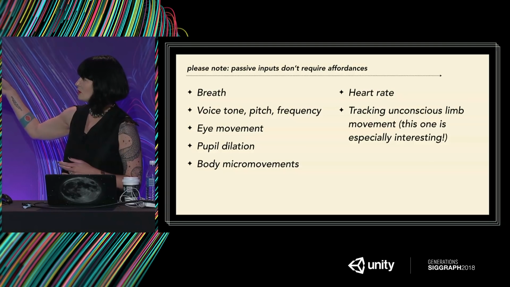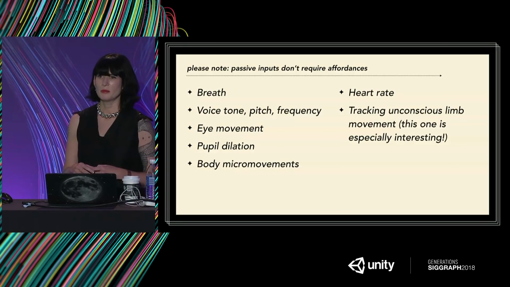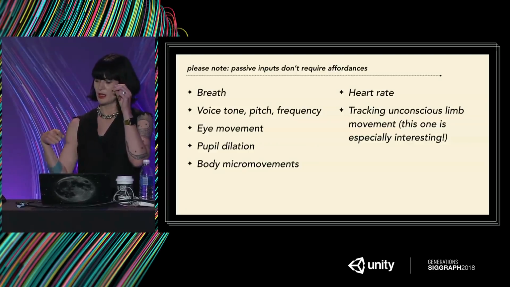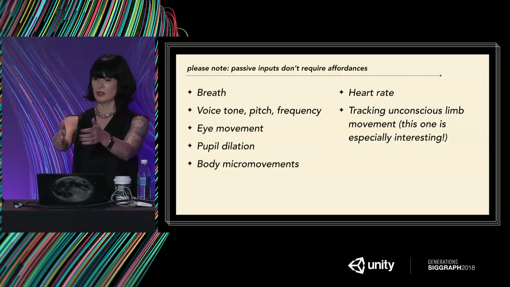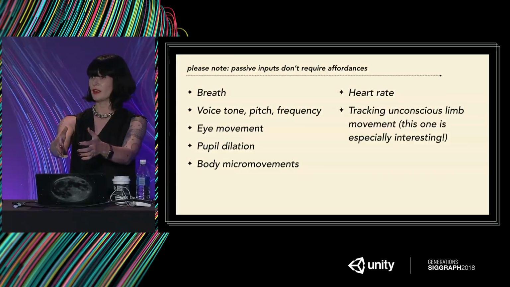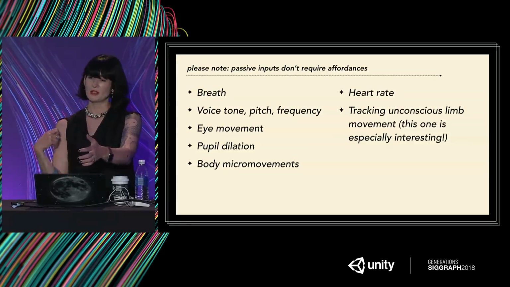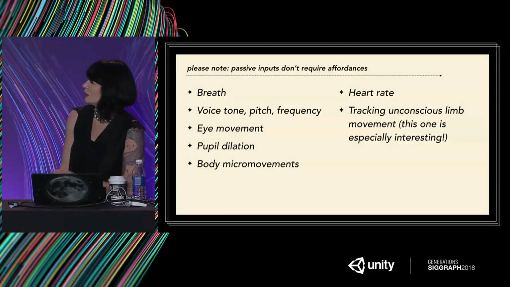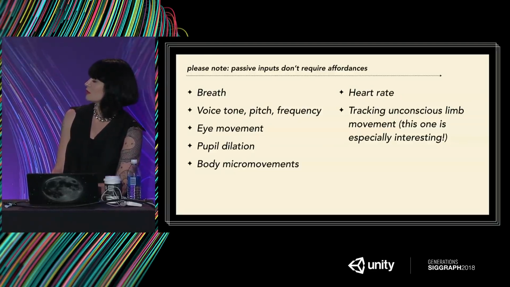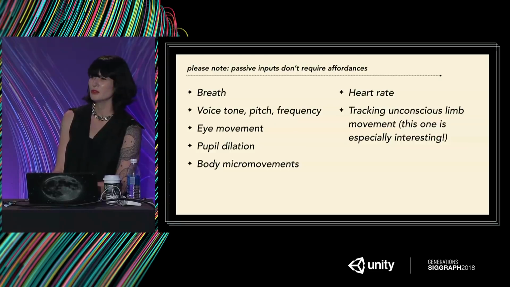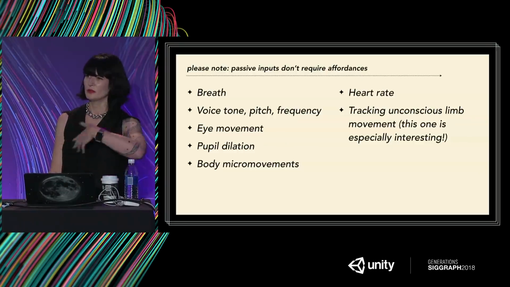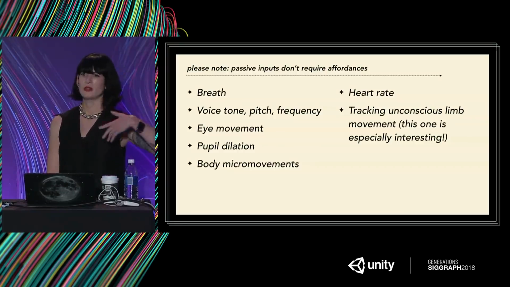Tracking unconscious limb movement specifically is really interesting. Magic Leap has now done some talks on how they can use a combination of eye tracking and hand velocity to know exactly where the user is going to select, which means that you can almost have this magical way of something happening before you've even started to think about it. Pupil dilation and body micromovements usually go back to mood. There aren't a lot of other major use cases that have come up for these yet, but they're all part of the whole, how am I feeling? Am I annoyed? Can the computer fix it?